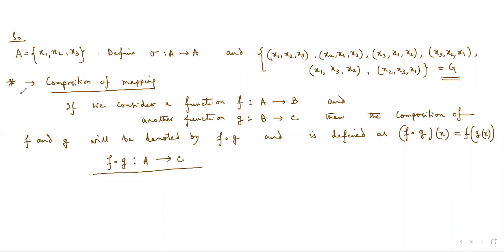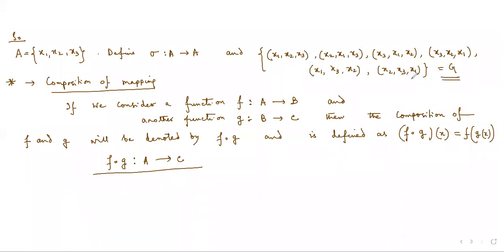So if I denote this composition by star, we are not saying that A star is a group. We are saying that G star is a group. So we'll play with the elements of G star. We'll not play with the elements of A. The elements of A have helped us to form the elements of capital G only.